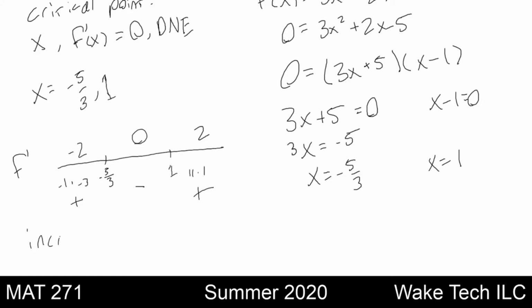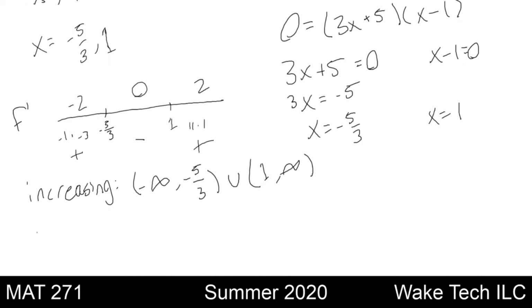So I'd say increasing from negative infinity to negative 5/3. Oops, let's make that fraction bar a little better. Union 1 to infinity. How about decreasing? It'd be decreasing from negative 5/3 to 1.